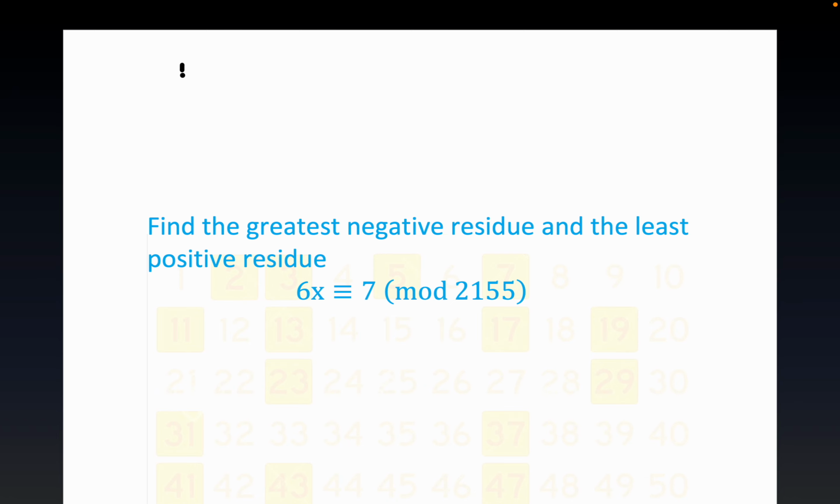Sure about the greatest negative and the least positive residue, what we're looking for here in this linear congruence. I'm just making up an example here: 11 congruent to 3. You'll see where I'm going with this, hopefully. I'm going to say this is congruent to -5.